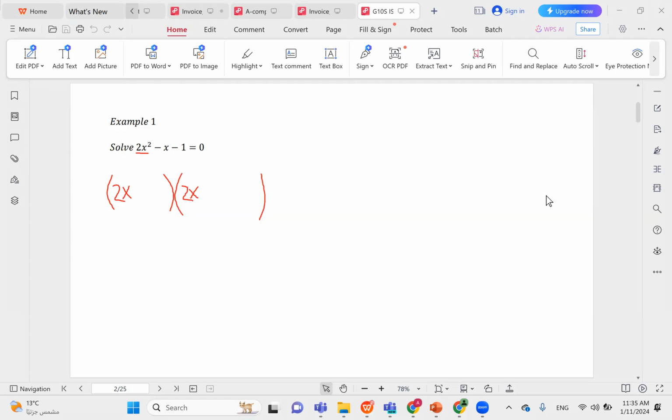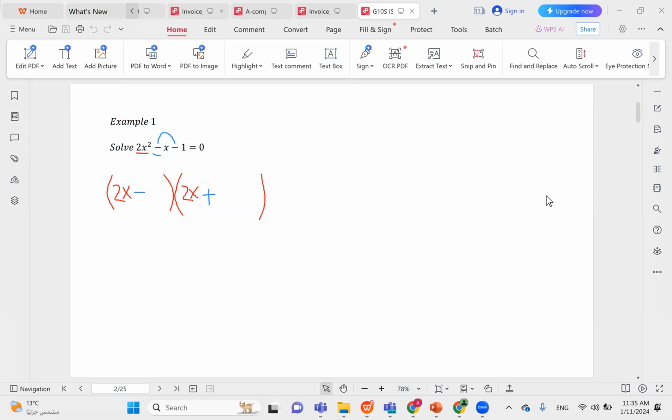And then the second step would be to take the first sign and put it in the first bracket. But in the second bracket, we do not put the second sign. We put the product of the two signs. So we have negative multiplied by negative. That gives us positive. And that's what we put in the second bracket.